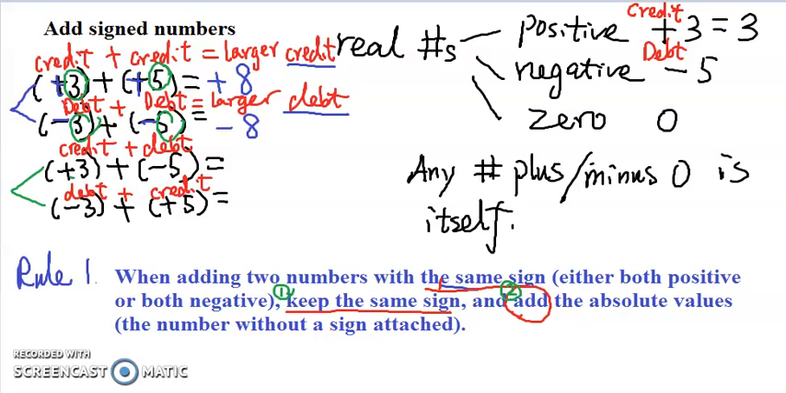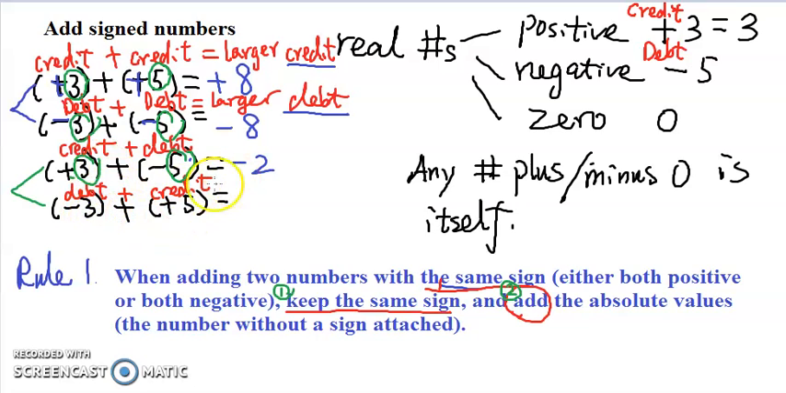So the answer will be negative, because in this case we have larger debt, which means you're going to get debt. And then how much more debt? Because you have $5 debt, $3 credit, you do 5 minus 3, that gives us 2. So 5 minus 3, that gives us the answer 2. So we have $2 more debt than credit.